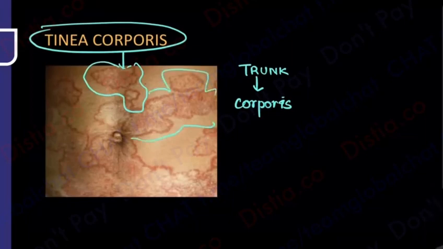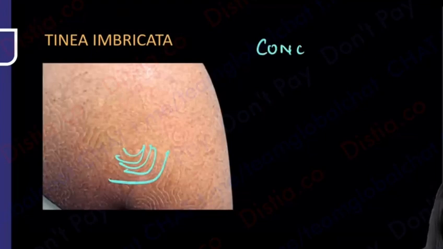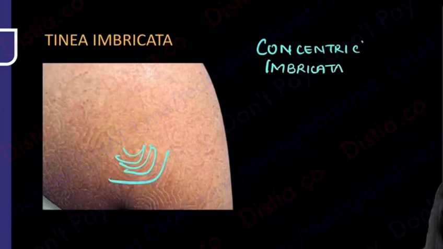These are going to be on the trunk, so that is tinea corporis. But if I make that a little concentric, can you see? There are these concentric circles. So, there's a very simple way of learning it: when it is concentric, it is imbric. That is, it is tinea imbricata, which is going to show you concentric circles. Okay, having said that, coming to the next.